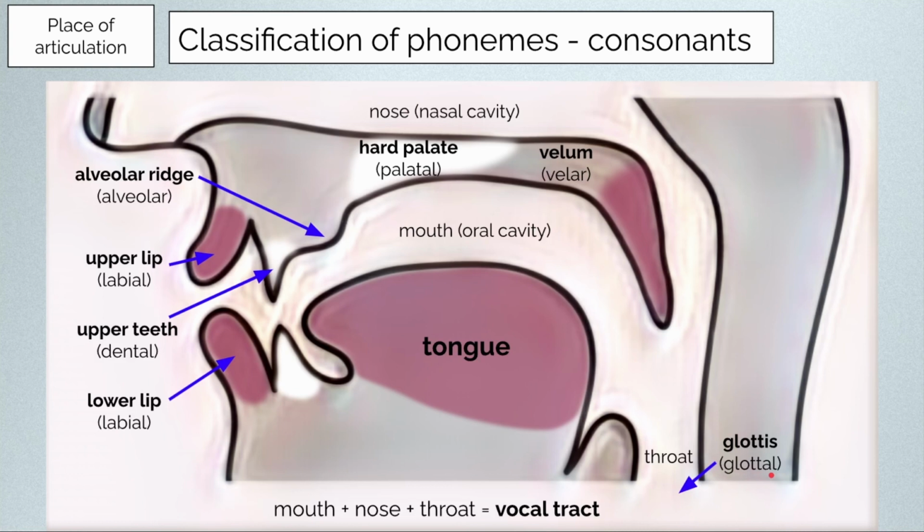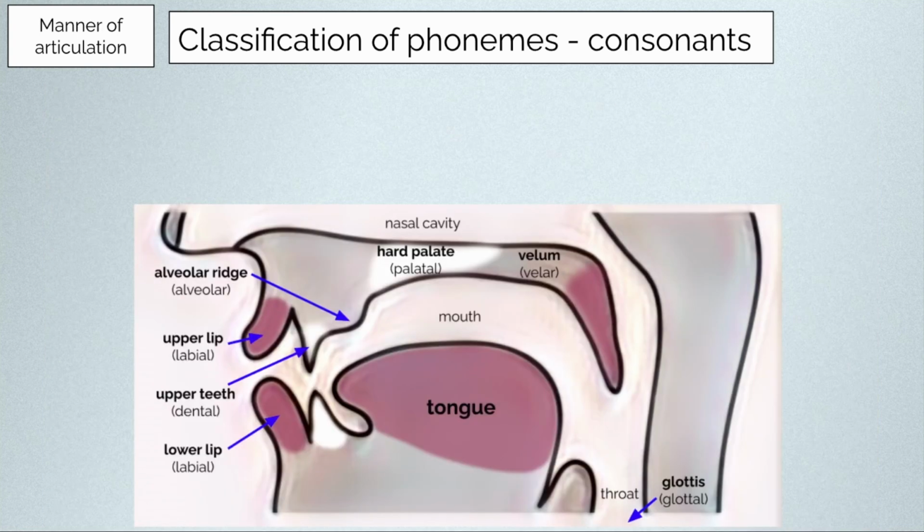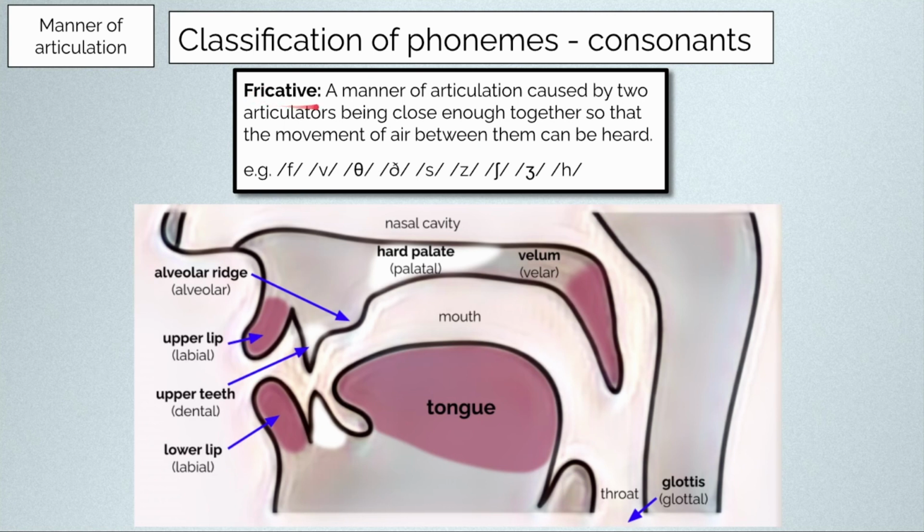There are some more articulators in the mouth, but these are the ones that we need to know in order to produce English sounds. Okay, places of articulation done. Now let's move on to the manner of articulation and how you would actually word these definitions. Starting with fricative, which is a manner of articulation caused by two articulators being close enough together so that the movement of air between them can be heard. Examples here, f, v, th, v, s, z, sh, zh, and h.